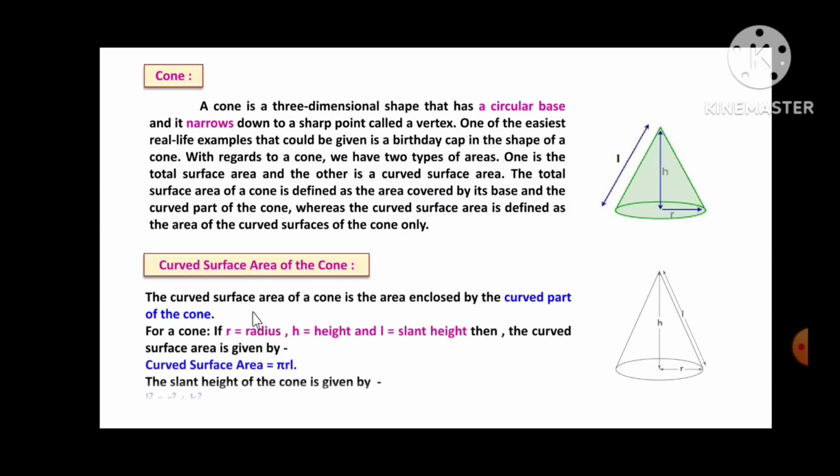Friends, here the curved surface area of the cone is the area enclosed by the curved part. So if we consider for the cone, r is the radius, h is the height and l is the slant height, then the curved surface area is given by curved surface area is equal to pi r l. The slant height of the cone is given by l square is equal to r square plus h square.